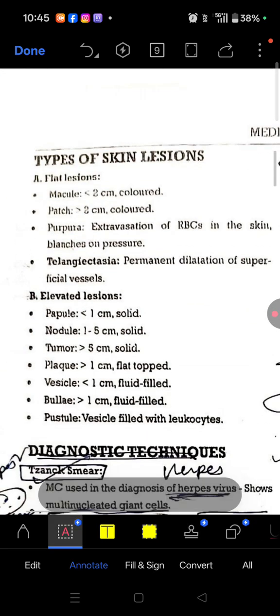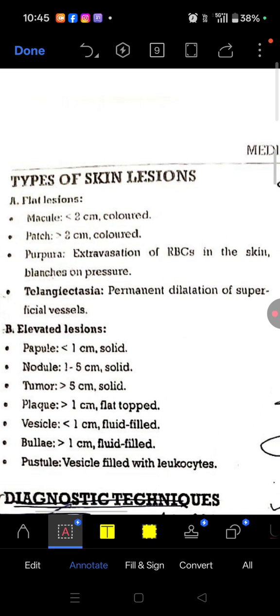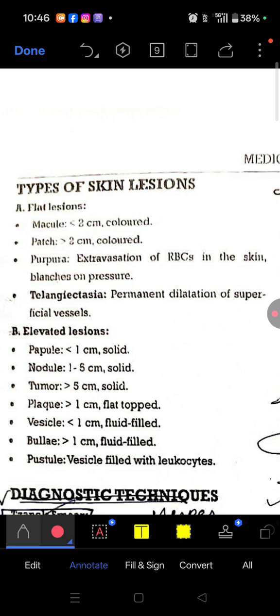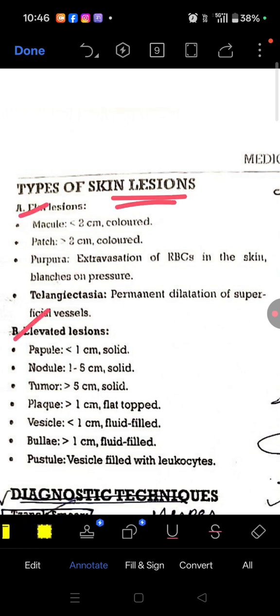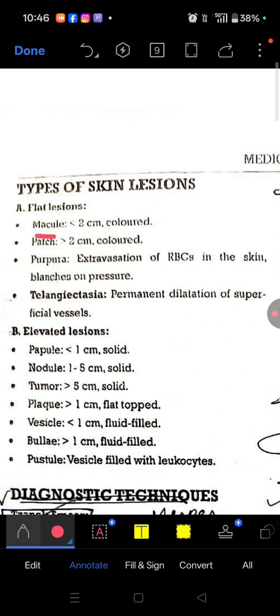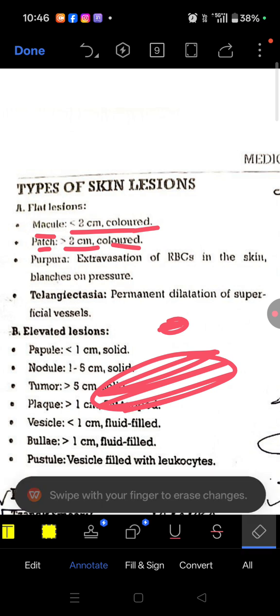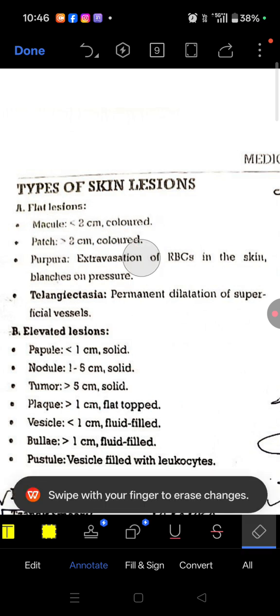Now moving on, types of skin lesions. One question is framed from this topic. There are two main categories of skin lesion. First is flat lesion, next is elevated lesion. Flat lesions: macule is less than 2 centimeter, and patch is more than 2 centimeter, and both of them are colored.